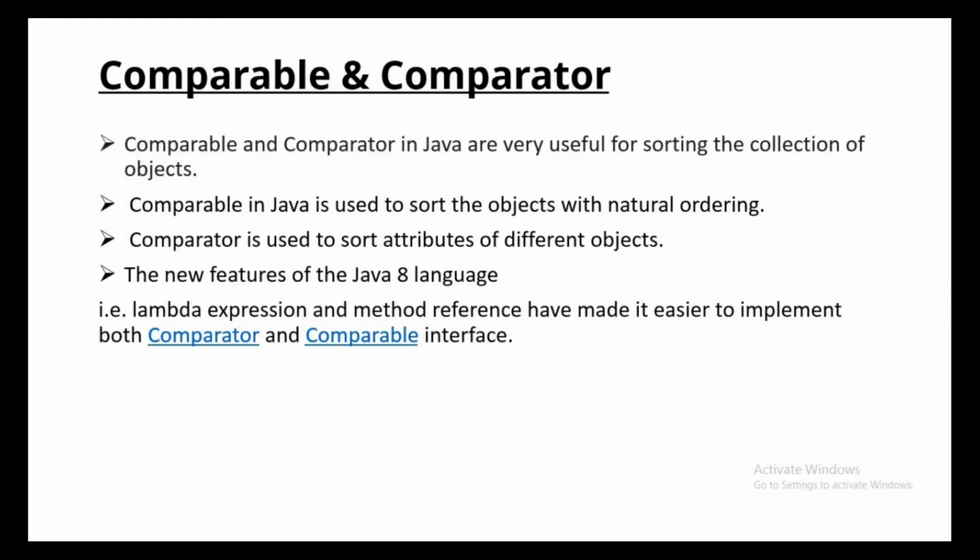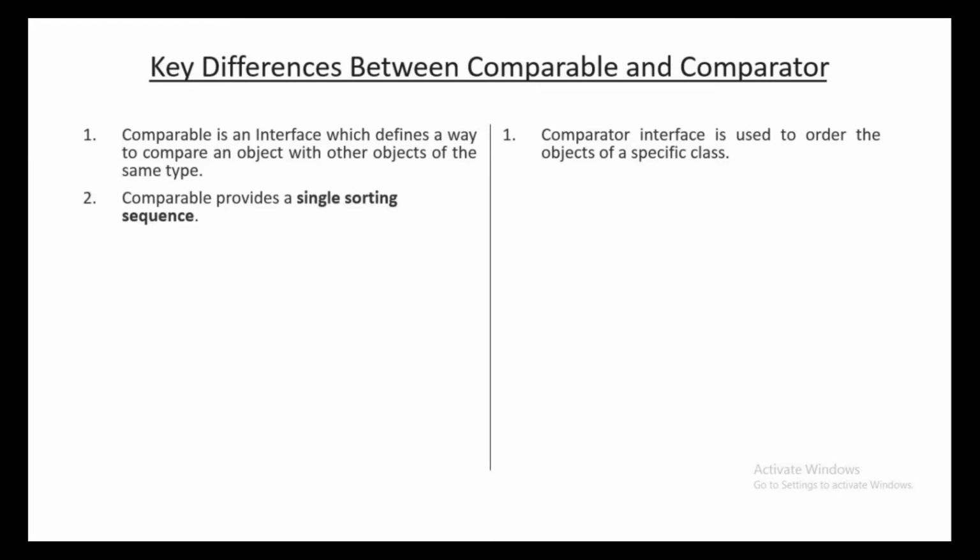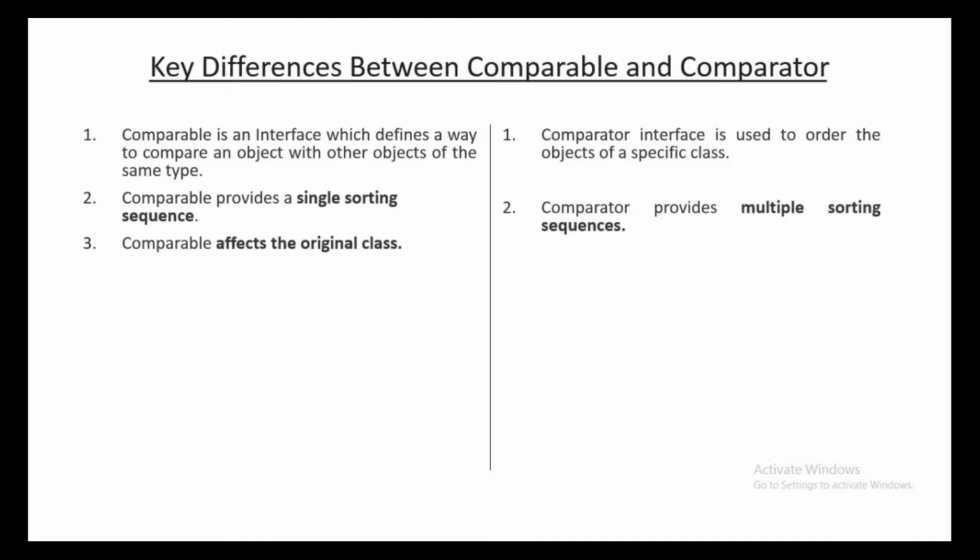Now let's look at the key differences between the two. Comparable is an interface which defines a way to compare an object with other objects of the same type. Comparator interface is used to order the objects of a specific class. Comparable provides a single sorting sequence. In other words, we can sort the collection on the basis of a single element such as employee ID, name or salary. Comparator provides multiple sorting sequences.